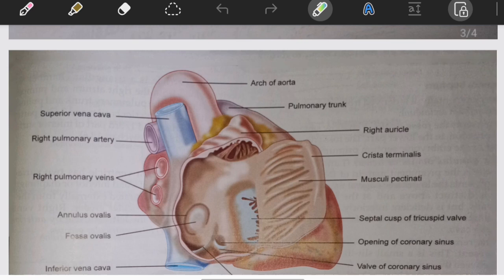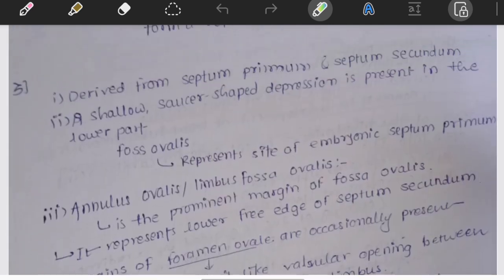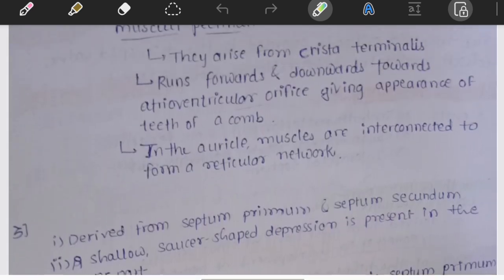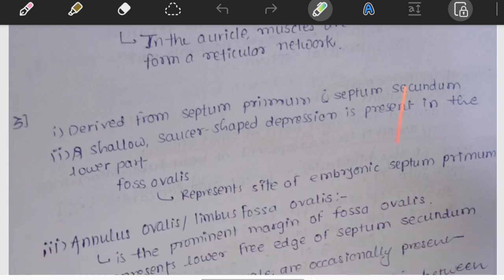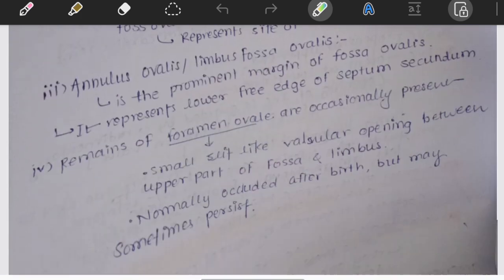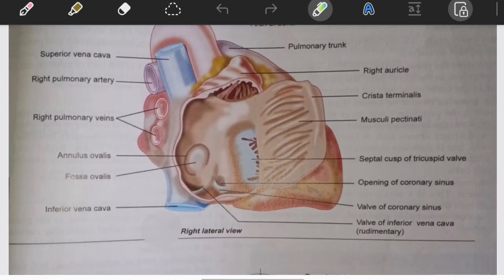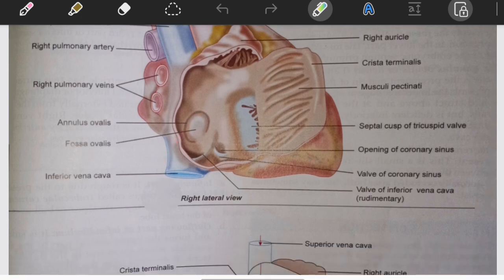Now let's move on to the most important structure of the right atrium, that is the interatrial septum. Here is the interatrial septum. This wall separates the right atrium from the left atrium, and can you see the shallow oval depression? This is called the fossa ovalis. It is one of the favorite university exam questions, but why is the depression present? Because during fetal life there was an opening here called the foramen ovale, and after birth, when the baby starts breathing, the opening normally closes and the depression left behind is called the fossa ovalis.